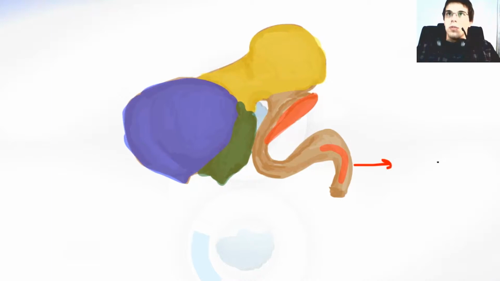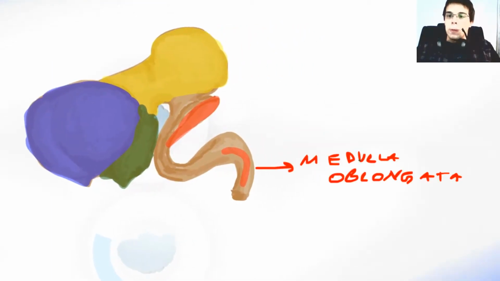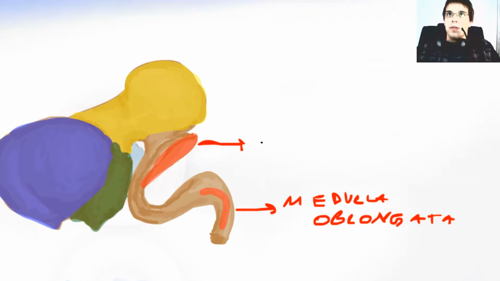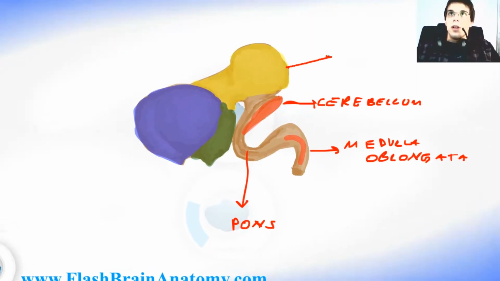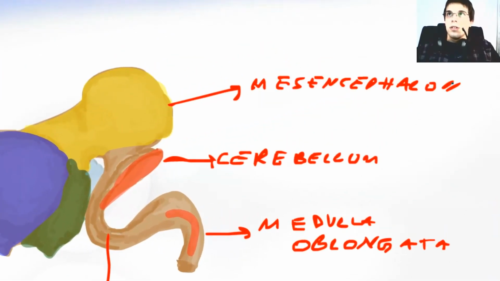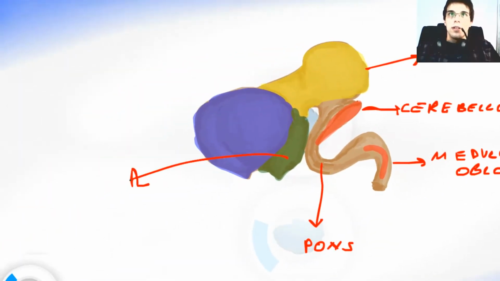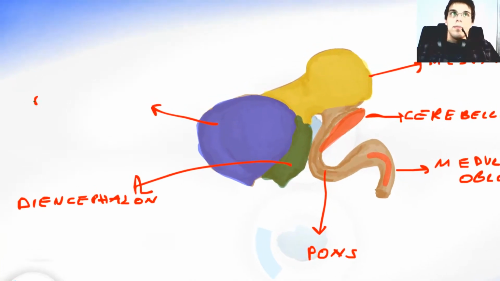This was the medulla oblongata. Then this was the cerebellum. And this over here is the pons, the mesencephalon, the diencephalon, the telencephalon.